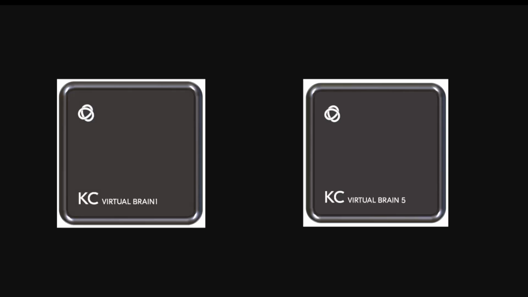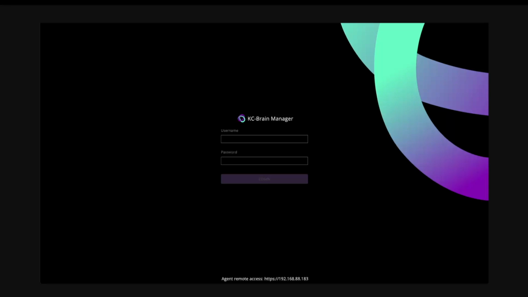This guide only applies to devices that are shipped with or have been re-imaged with the KC-VirtualBrain with BrainManager image. You can verify this by connecting the brain to a monitor or navigating to its IP address in your preferred browser. If you see a login prompt, this guide is for you.